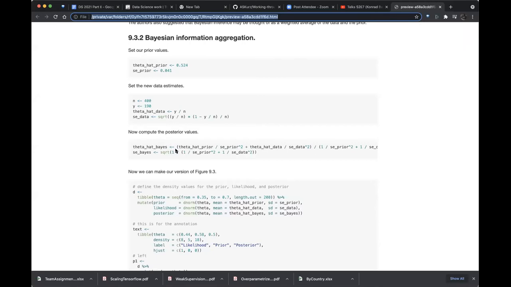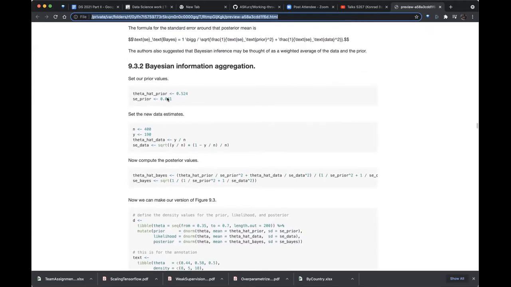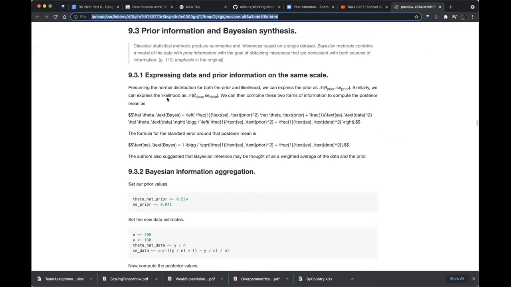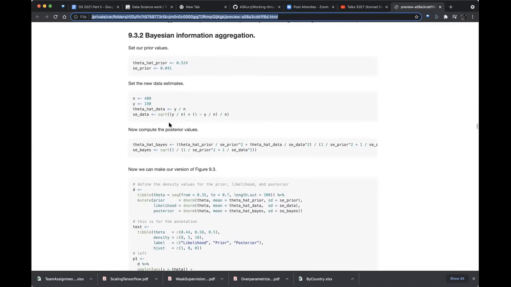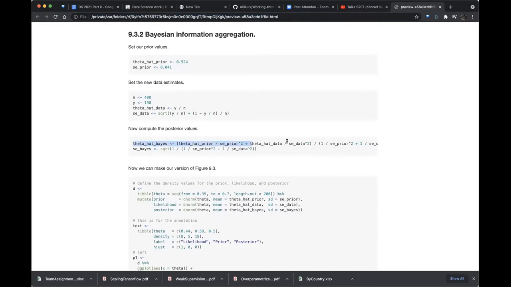Okay, cool. So let's see, what was it they were doing here? So they say we have our prior values. This was information that we had based on some knowledge that we had previous to seeing data. And then we have our new data estimates. That's also just being calculated. You've got n equals 400, y equals 190. And so basically they're just combining the two together according to those formulas.